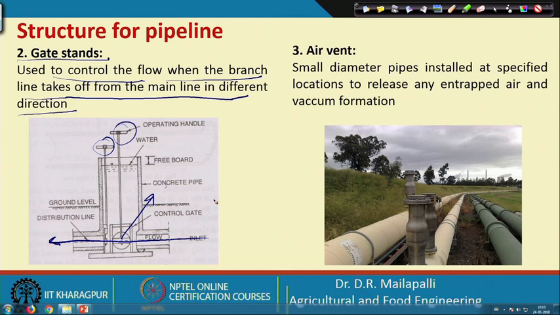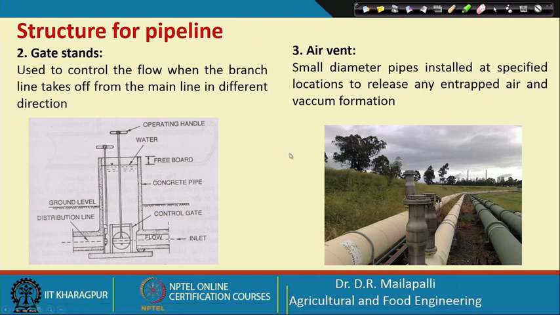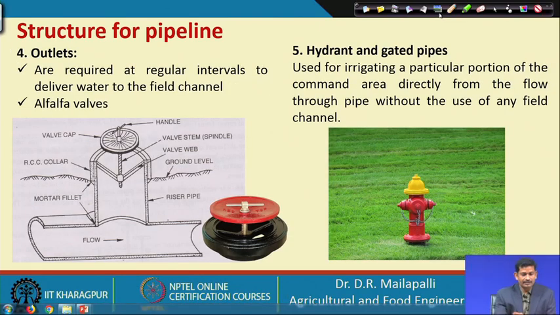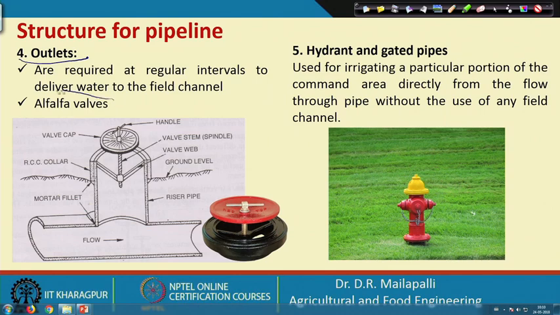So, these are gate stands, and then there are some air vents. Air vents are basically used to remove air which is accumulated in the pipeline. Then the next is outlets. Here the outlets are right at the field head end, so that you can open the outlet and get water from the valves. For example, outlets are alfalfa valves or orchard valves. It is basically required to regulate the flow to the field.